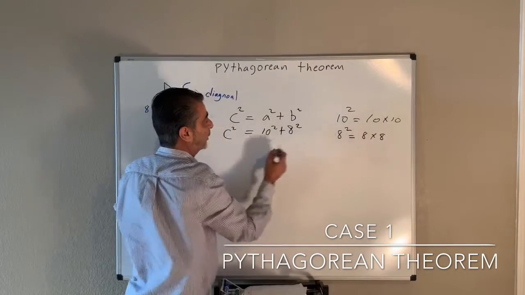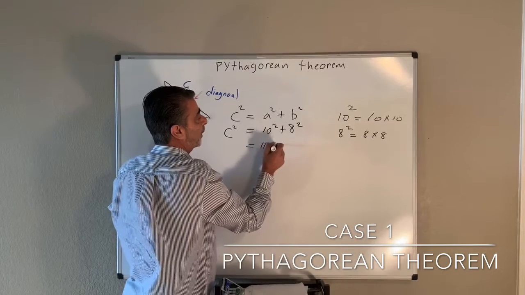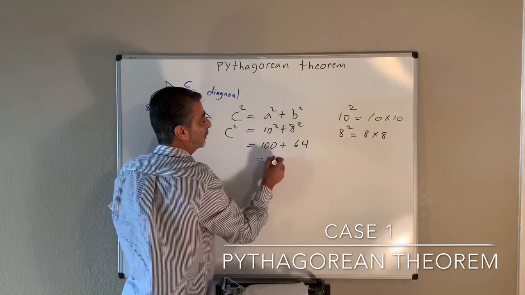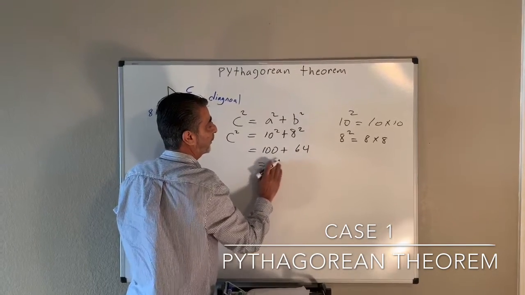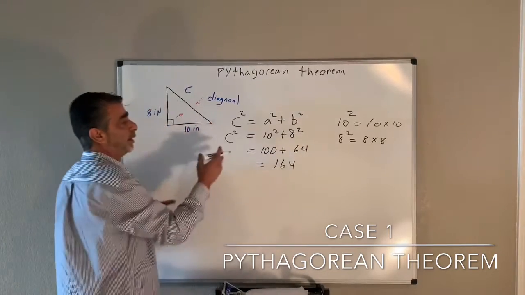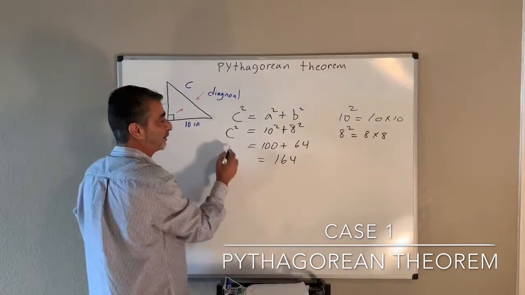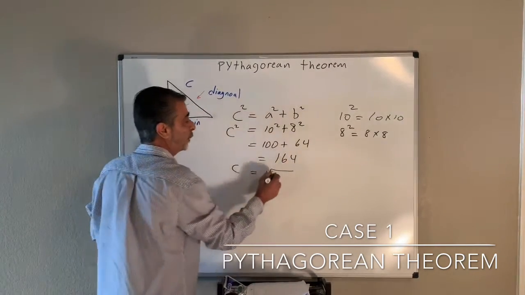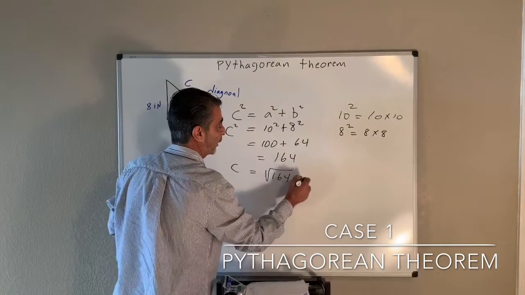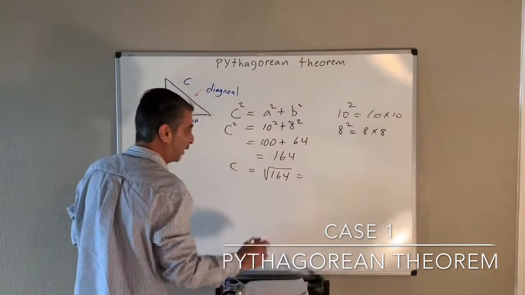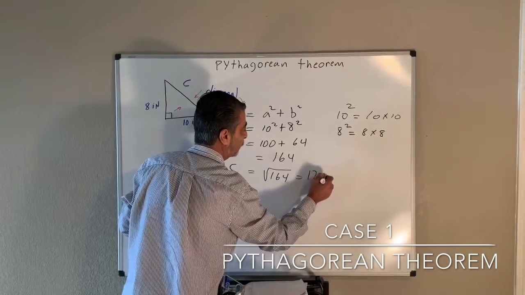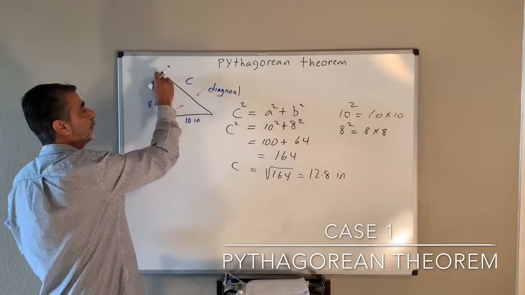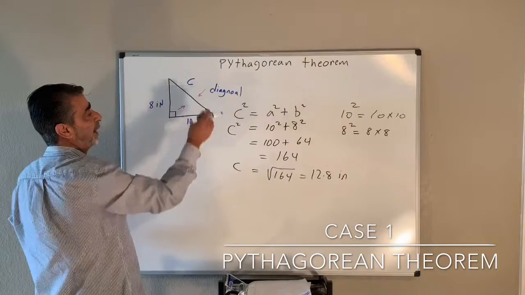So 10 times 10 is 100. 8 times 8 is 64. You add them up, it's 164. The last step to find C, because this is only C squared, is to take the square root of 164. If you take the square root of 164, you're going to get 12.8. 12.8 inches, that's the length of C, the diagonal. And that's the first case.